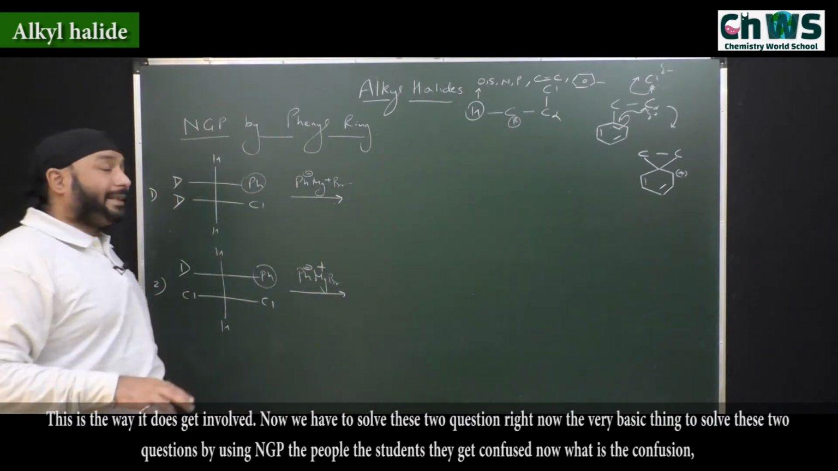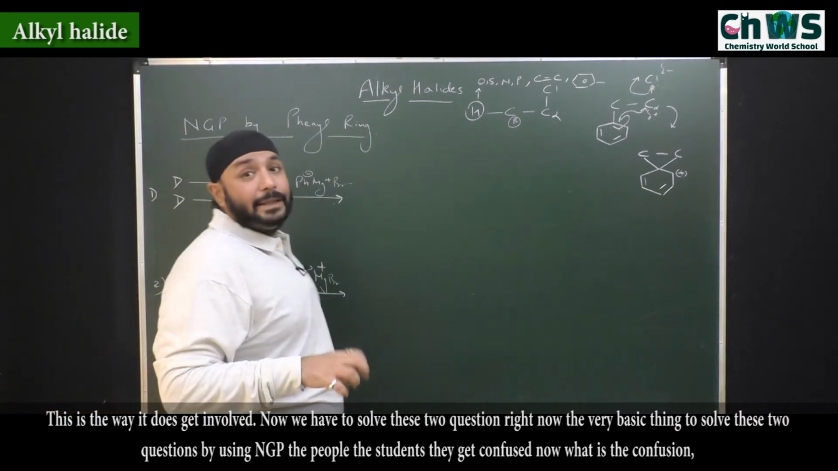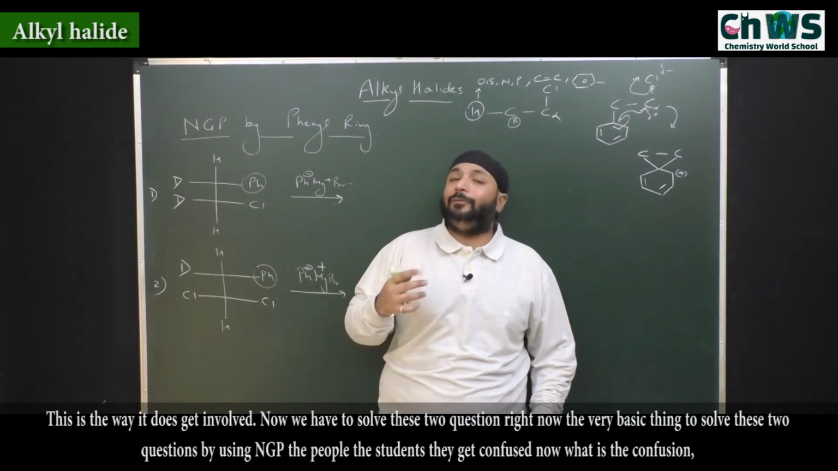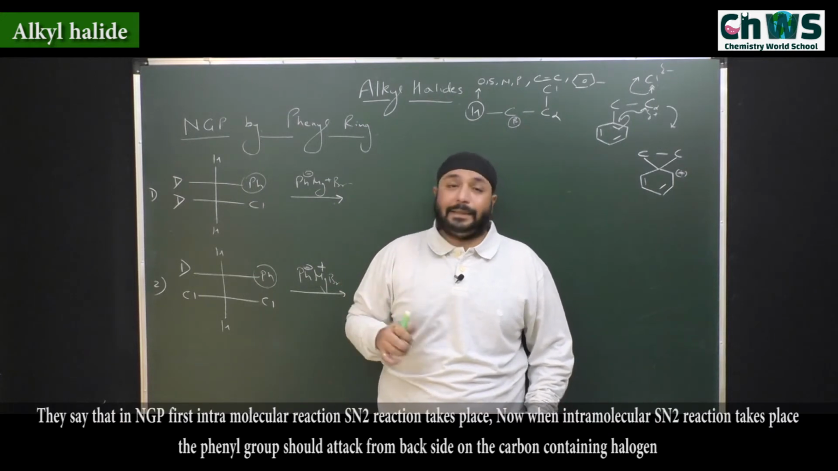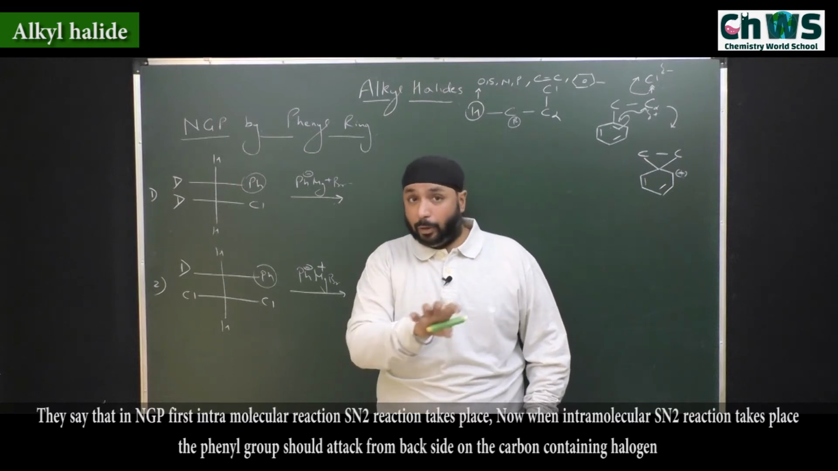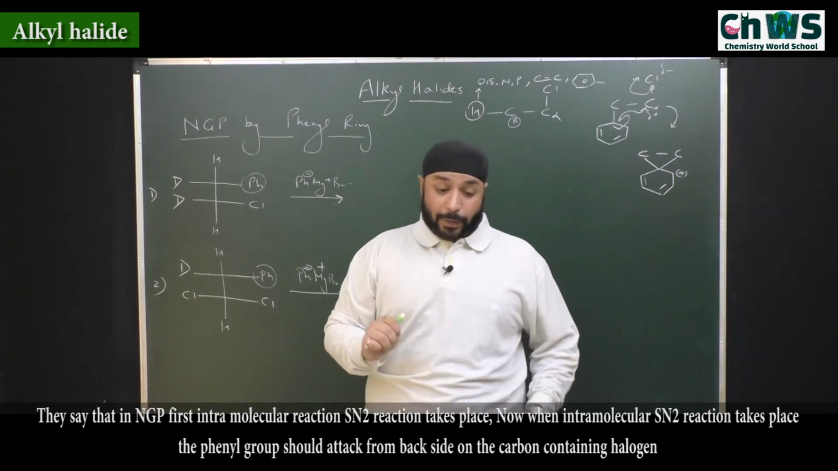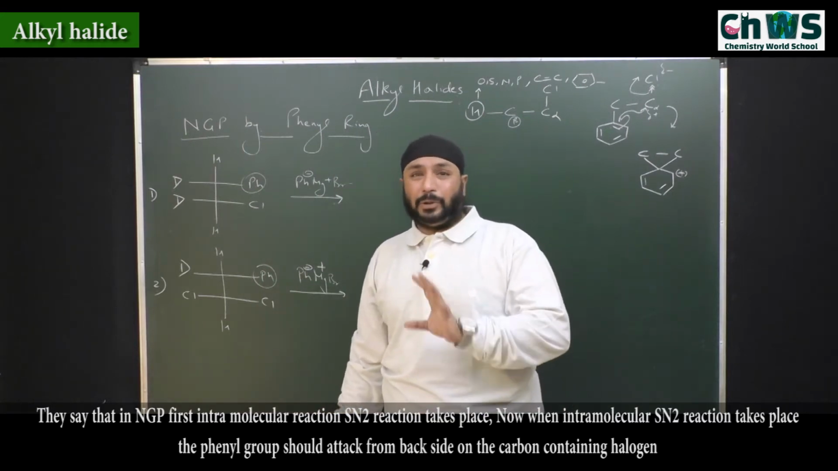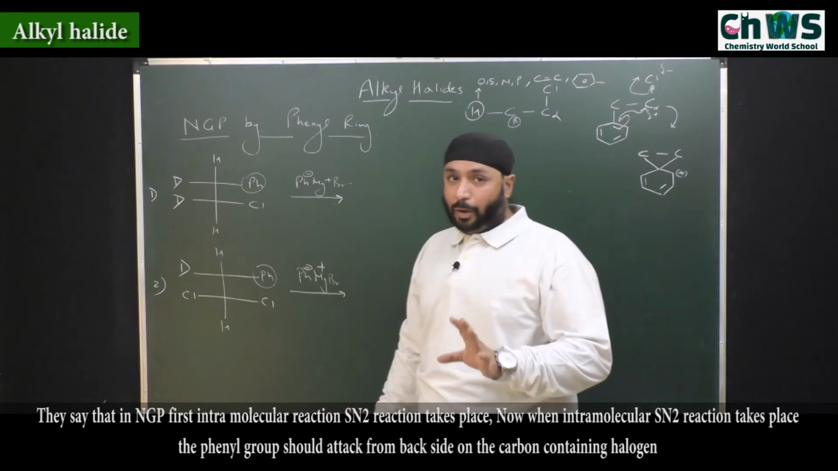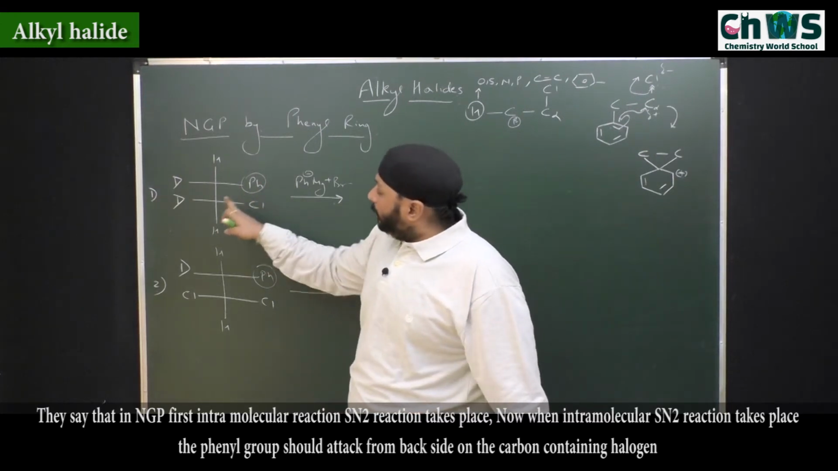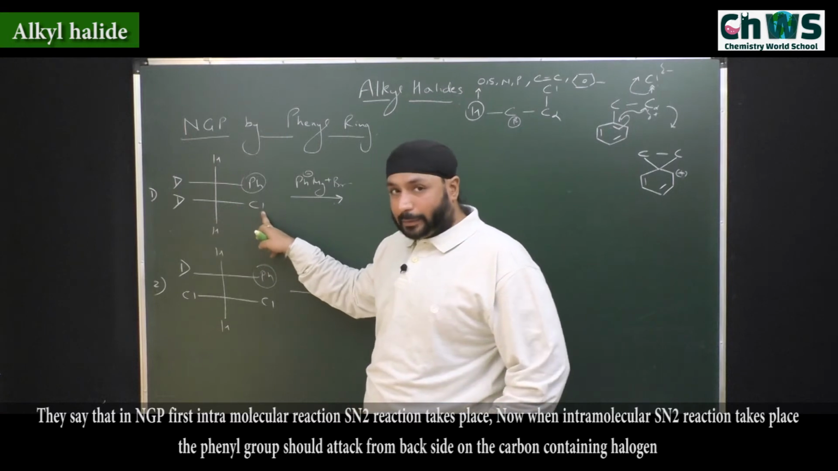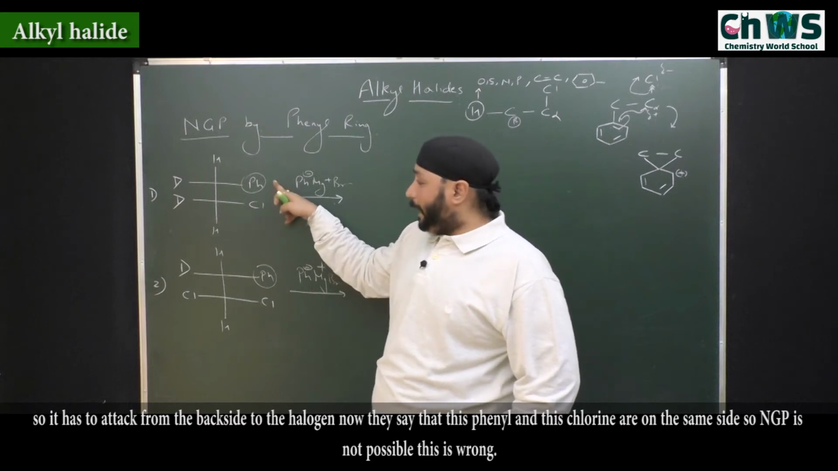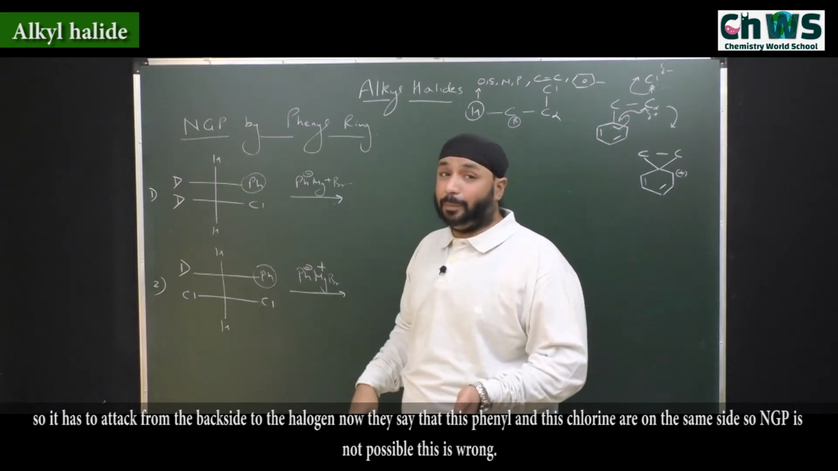Now the very basic thing to solve these two questions by using NGP. Now the students, right, they get confused. Now what is the confusion? They say that in NGP first intramolecular SN2 reaction takes place. Now when intramolecular SN2 reaction takes place, the phenyl group should attack from the backside, right, on that carbon containing halogen. So it has to attack from the backside to the halogen, right? Now they say that this phenyl and this chlorine are on the same side, so NGP is not possible. This is wrong.